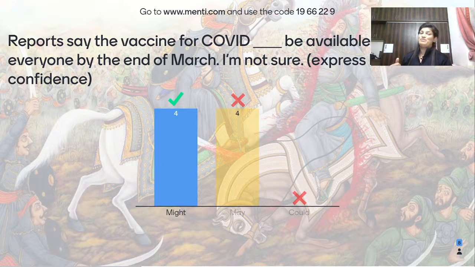Okay. Remember, I told you when you use might, you are only sure about it 50%. When you say may, you are positively saying that 75% chances are there. So reports say the vaccine for COVID might be available for everyone by the end of March. I'm not sure though. So you're less confident there.